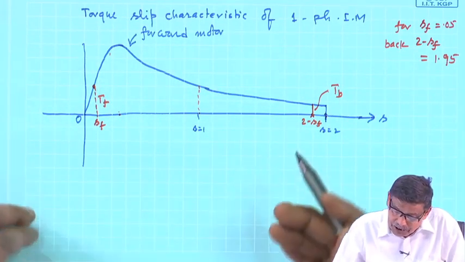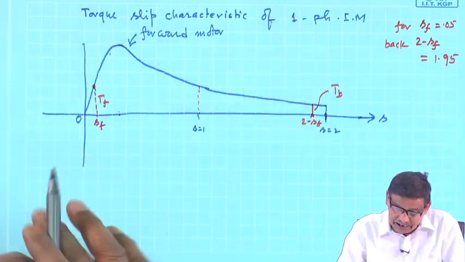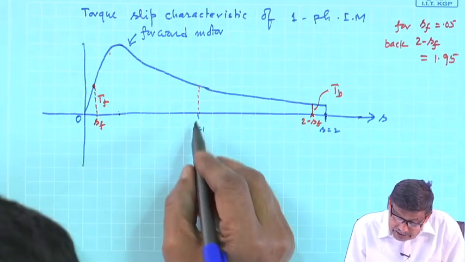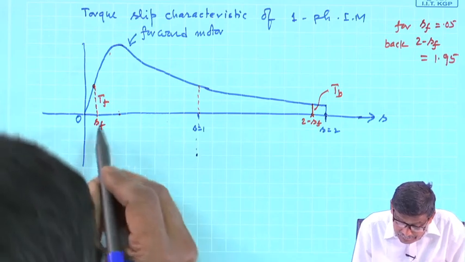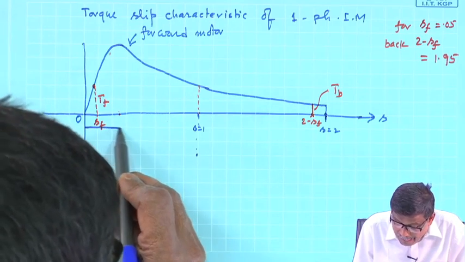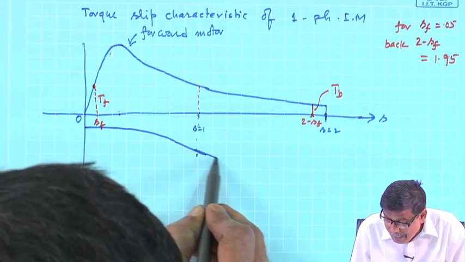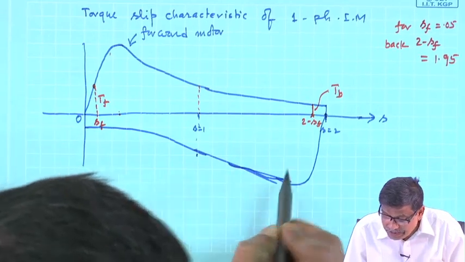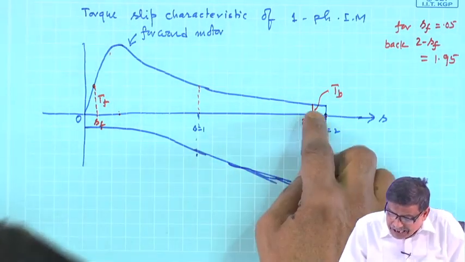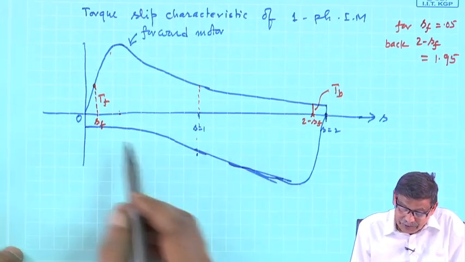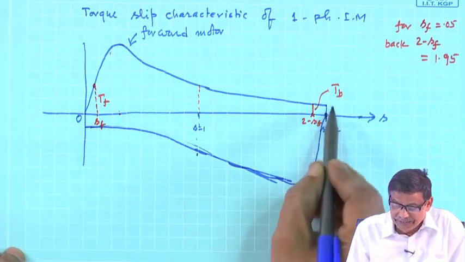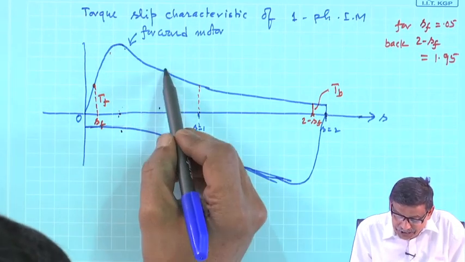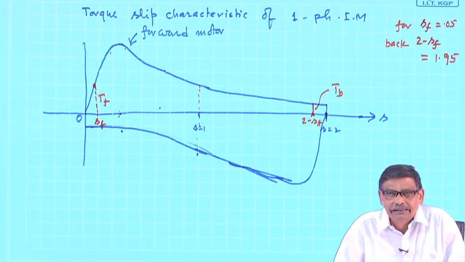Anyway, this one curve will do, but people nicely, instead of reading this one and taking the difference, what you do is draw this curve, take the mirror image and flip it. By that, what I mean is this one. Are you getting? Instead of going there, reading this. So, if you draw like this, then at any slip, this is the forward torque, this is the backward torque. Getting? This is a good idea.